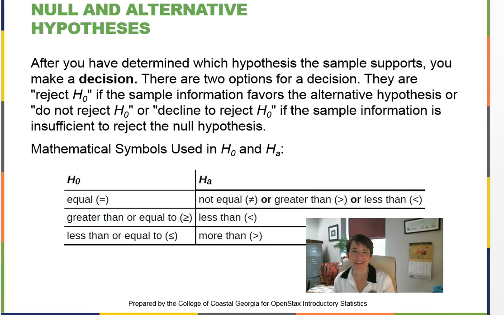Right here. So after you've determined which hypothesis the sample supports, then you make the decision. There are two options for the decision: to reject or to not reject. That's all we have. And here we just have a little chart that reminds us about that equal sign. It is part of the null hypothesis always. It is never part of the alternate hypothesis.